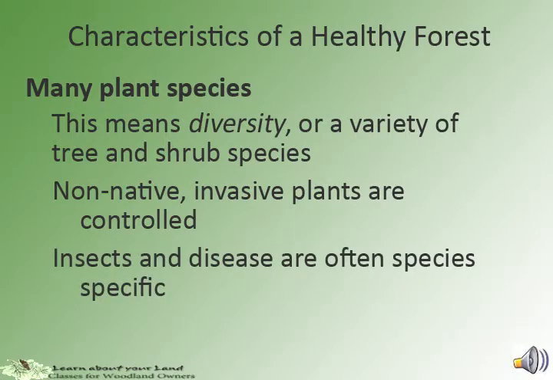Insects and disease are often species-specific, meaning they prefer one tree type over others. If our woodlands contain a diversity of trees, the overall impact of an insect or disease will be limited.